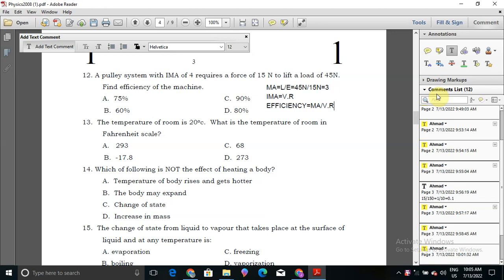So that means mechanical advantage over velocity ratio will be 3 over 4. Why? Because, as you can see up here, ideal mechanical advantage is equal to velocity ratio, that means it's equal to 4, because we already have in the question an ideal mechanical advantage of 4. So after having the formula, we will make 3, which is mechanical advantage, over 4, which is velocity ratio, times 100%.